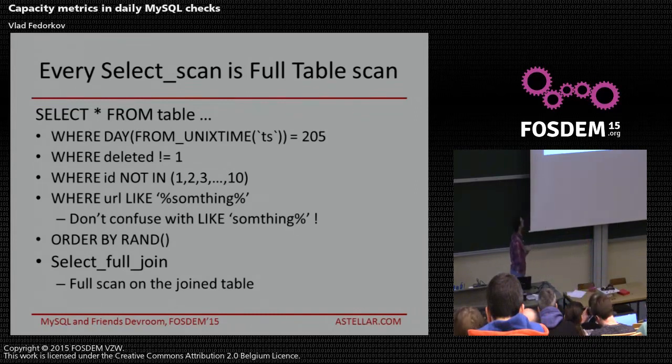And even worse, if you have a non-zero select full join, which means that you have a join and the second table has a full table scan for every row in the first table. The good thing is you will probably notice this right away, because everything will be stuck and the users start complaining really, really fast.